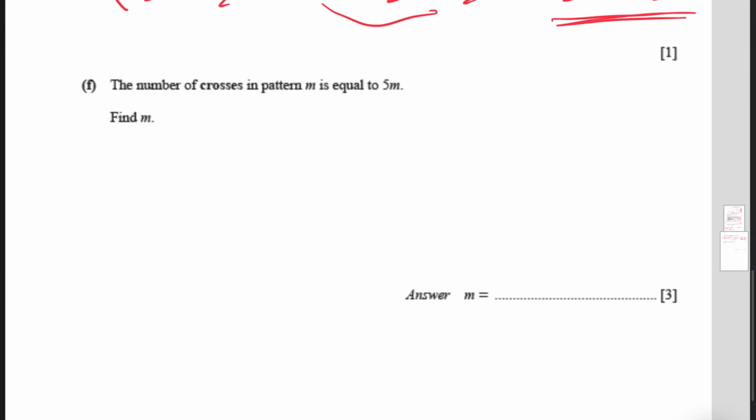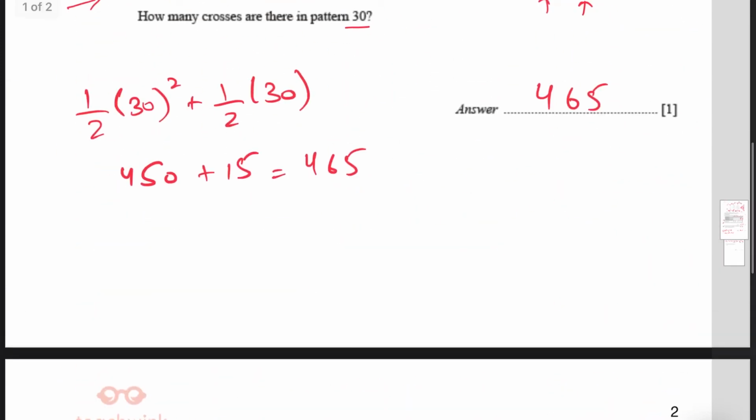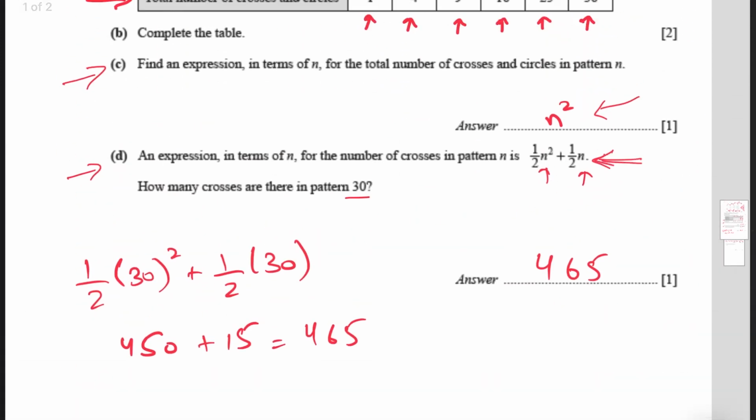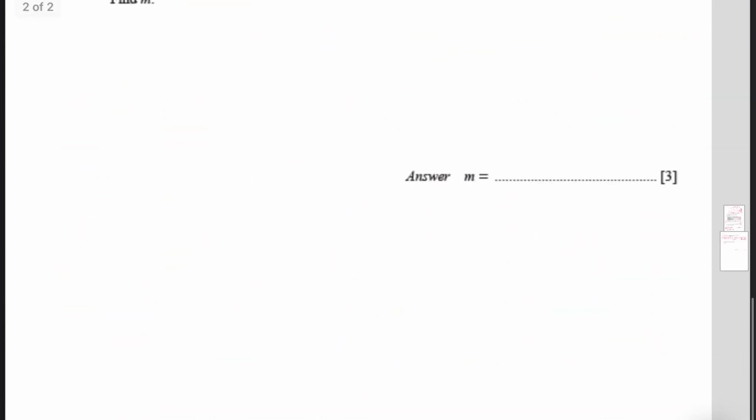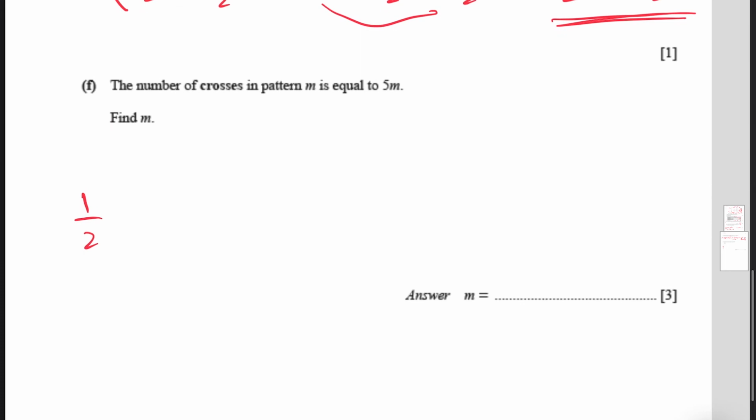The next part says the number of crosses in pattern m is equal to 5m. Find m. Okay, I misread the question. So what they mean is they have asked us to use this equation right here. Once again, this equation is 1/2 n squared plus 1/2 n, but since we are trying to look for the pattern m, we do 1/2 m squared plus 1/2 m is equal to what? It is equal to 5m. So you write 5m over here.